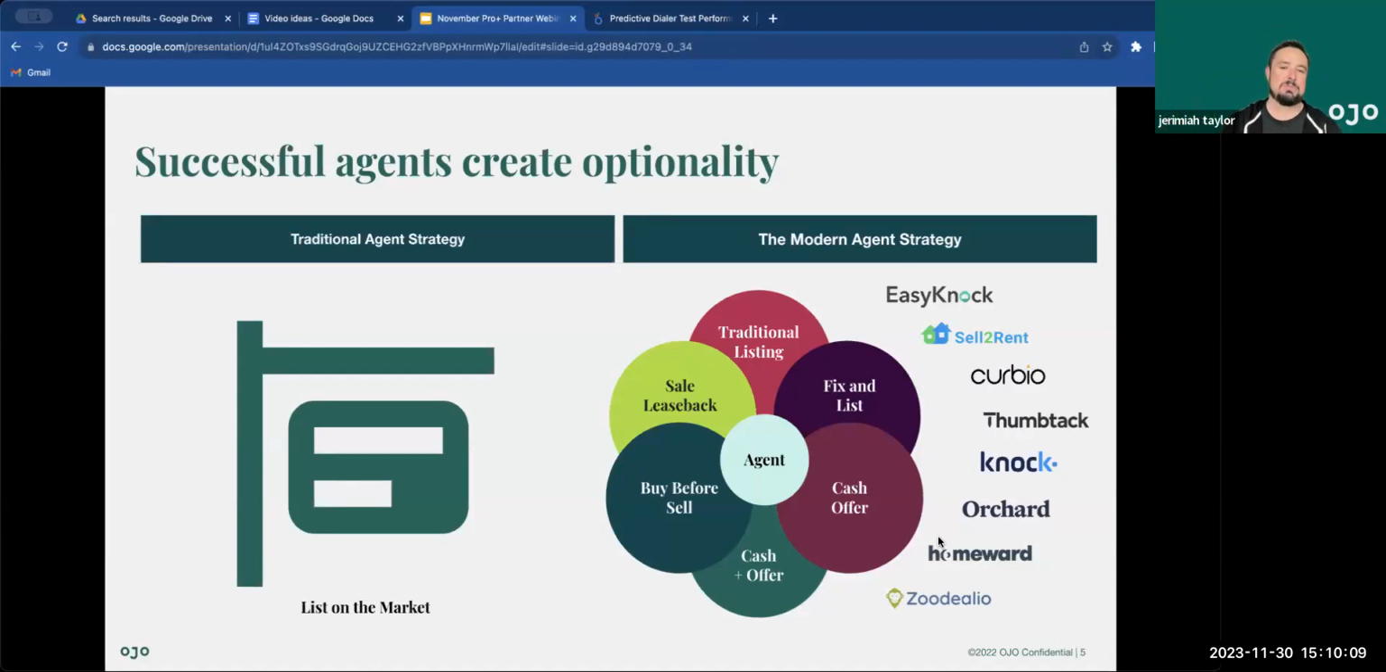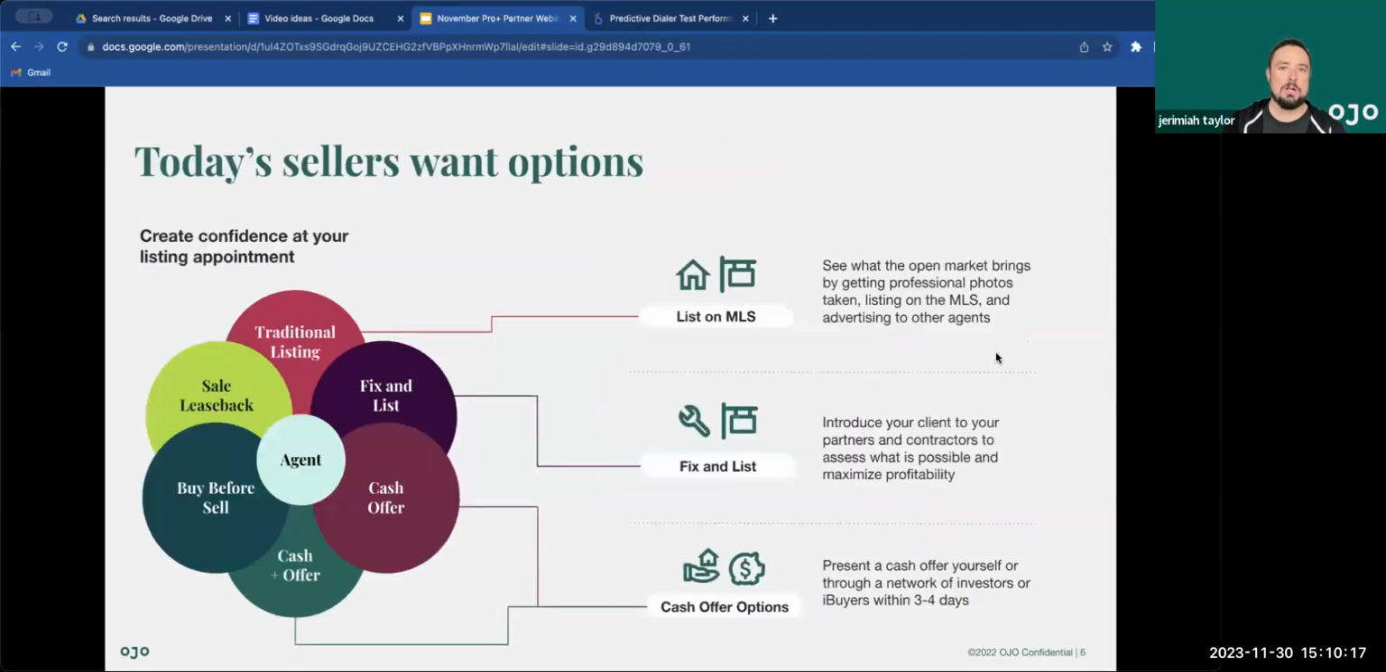That is what the top agents and teams are doing. That's what seller optionality is all about: understanding the options that are in your market so that you can be the conduit to all of these different types of strategies. There's really three primary strategies that we see agents use. It's list on the market, it's fix and list, and it's some sort of cash offer. At Ojo, we are working to build resources for you all, like Zoodelia, like partnerships with Homeward, iBuyers, etc., so that you have these things more at your fingertips.